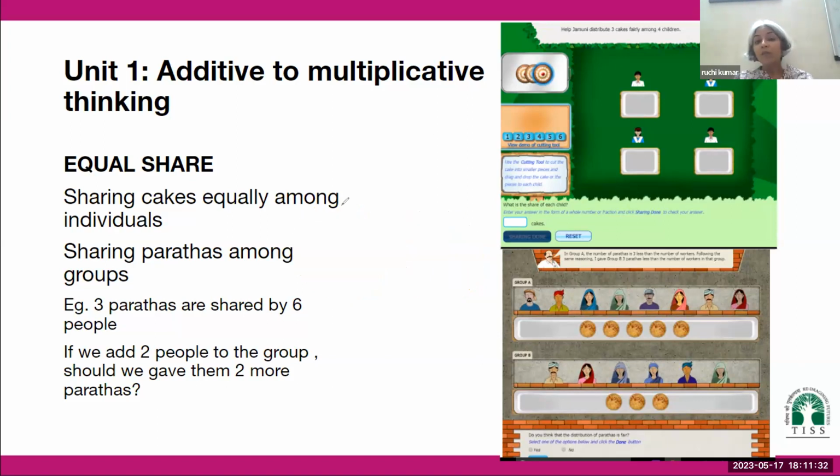Okay. So from sharing cakes equally among individuals, we move to sharing of cakes or parathas among groups. What happens when we increase the number of people in the groups, and what happens if we increase the number of parathas in the group? For example, if 3 parathas are shared by 6 people, if we add 2 people to the group, should we give them 2 more parathas? Would that help? And this helps them to make sense of the numbers, the fractions, as well as the ratios later on. So all these ideas need to be connected.